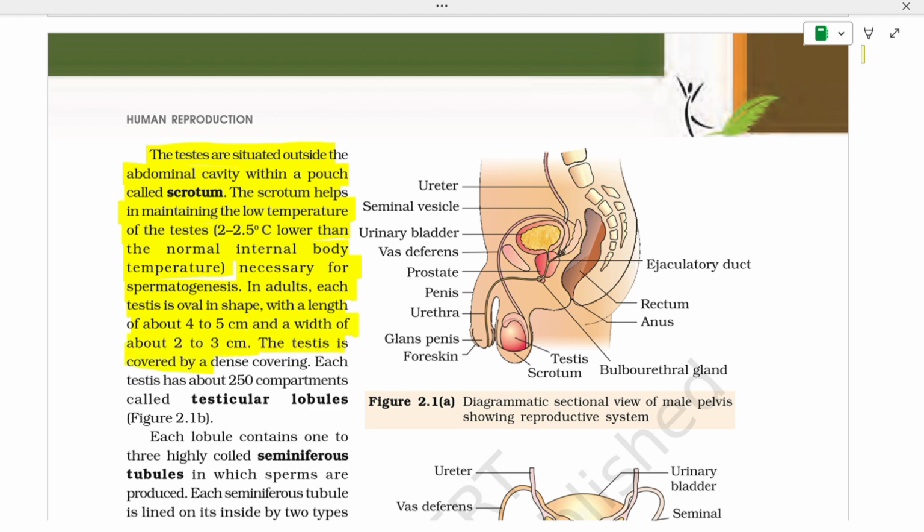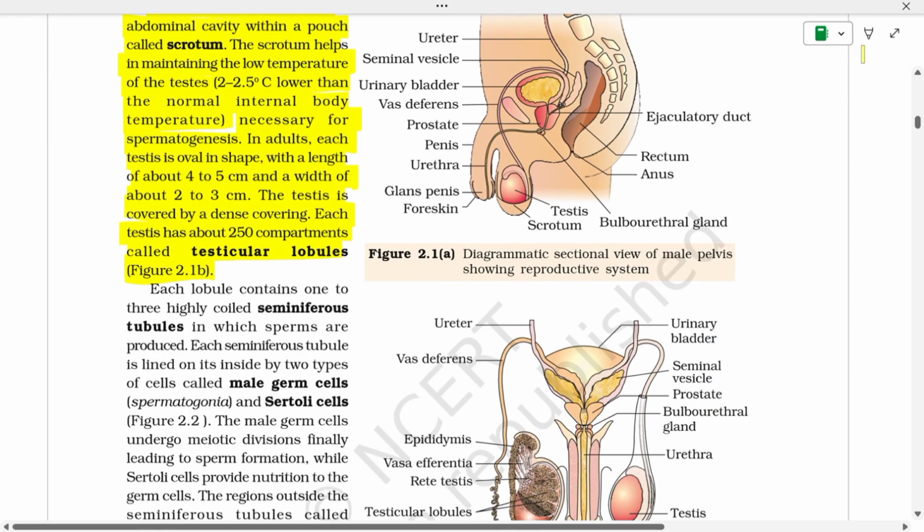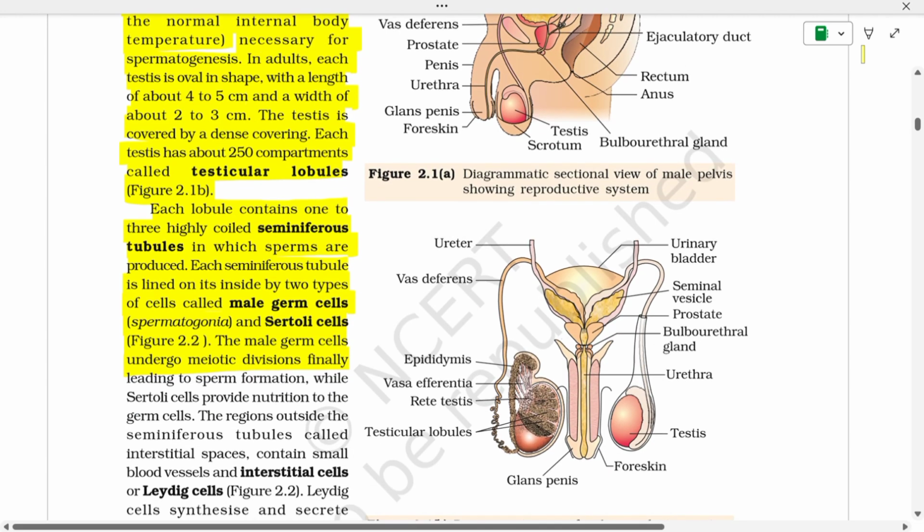The testis is covered by a dense covering. Each testis has about 250 compartments called testicular lobules, figure 2.1b. Each lobule contains 1 to 3 highly coiled seminiferous tubules in which sperms are produced. Each seminiferous tubule is lined on its inside by two types of cells called male germ cells, spermatogonia, and Sertoli cells, figure 2.2. The male germ cells undergo meiotic divisions, finally leading to sperm formation, while Sertoli cells provide nutrition to germ cells.